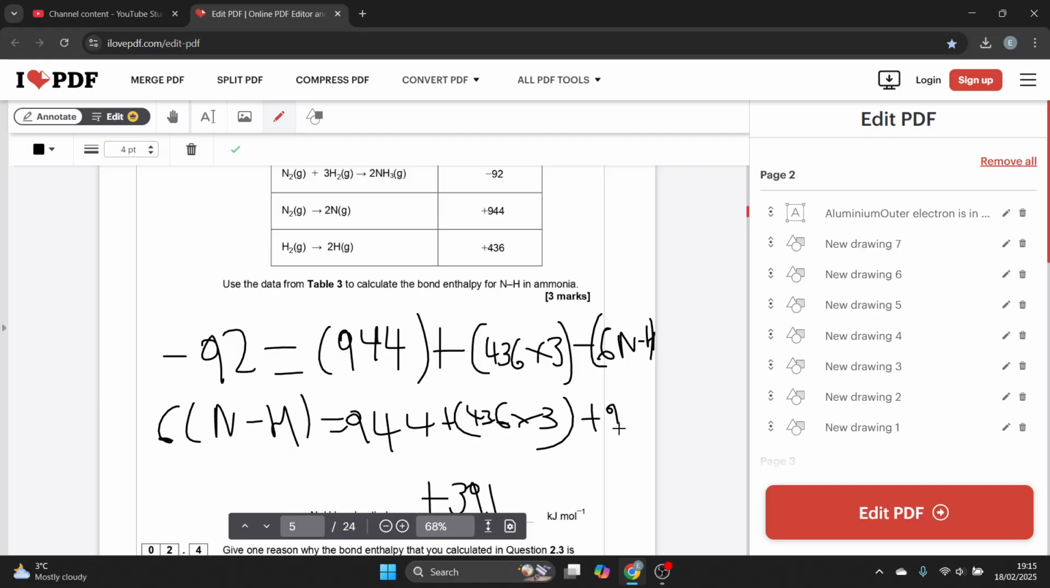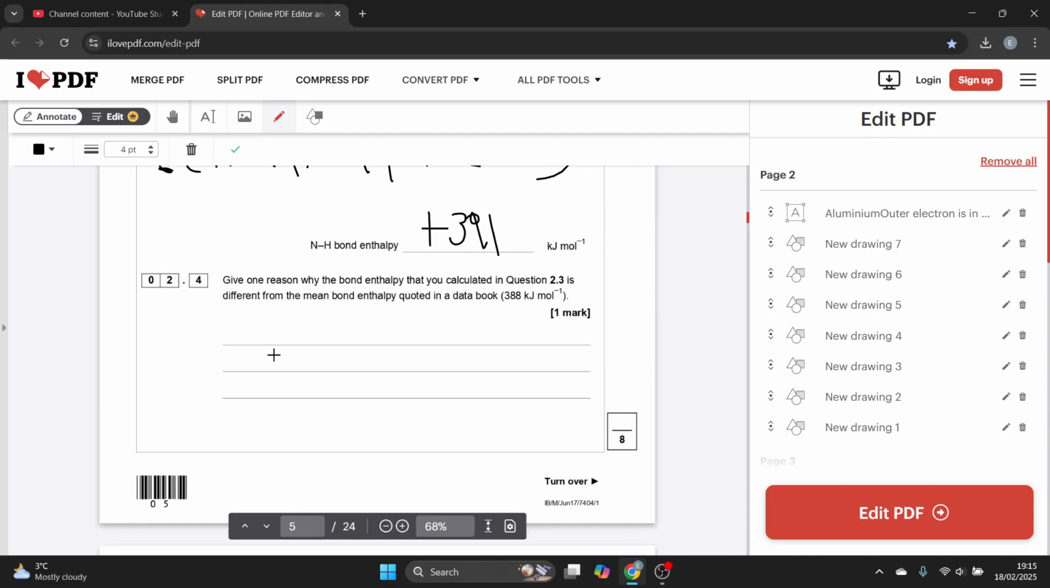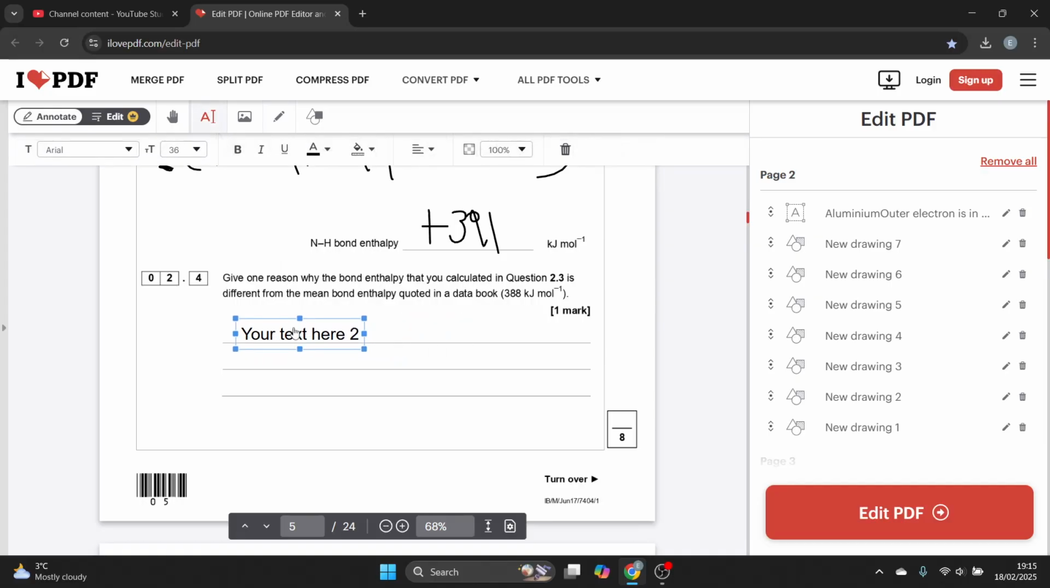Give one reason the bond enthalpy calculated in question 2.2 is different from the mean bond enthalpy quoted in the data book value. The data book value is derived from a number of different compounds.